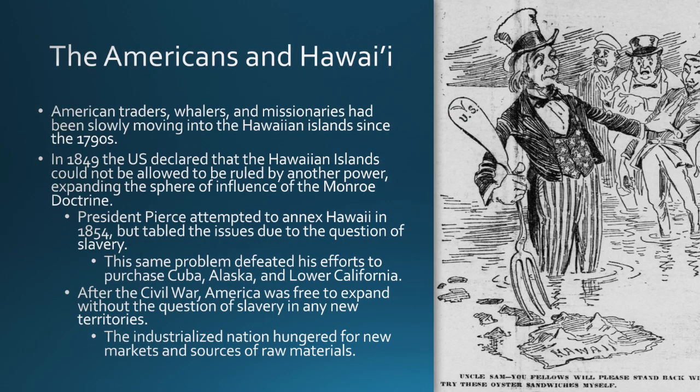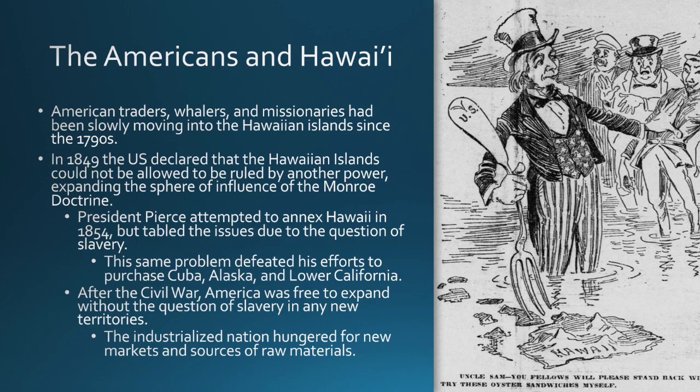Additionally, the Americans also started looking during this time period at Hawaii. Again, like Japan and China, we had a history with Hawaii as well. American traders, whalers, and missionaries had been slowly moving to the Hawaiian Islands since the 1790s. And in 1849, the U.S. declared that the Hawaiian Islands could not be allowed to be ruled by another power, expanding the sphere of influence of the Monroe Doctrine. So they're saying the Monroe Doctrine also applies to Hawaii, not just to South America. So they're kind of expanding it.